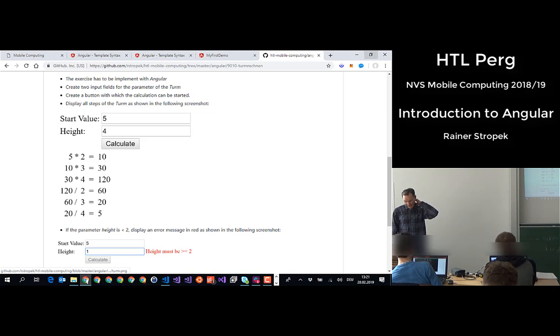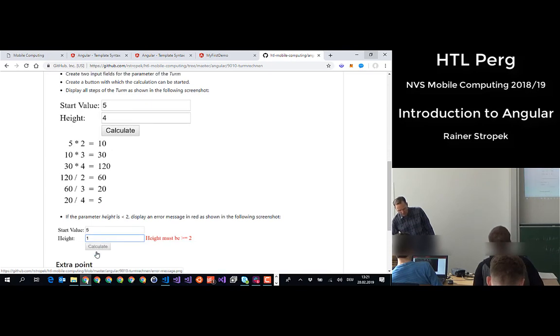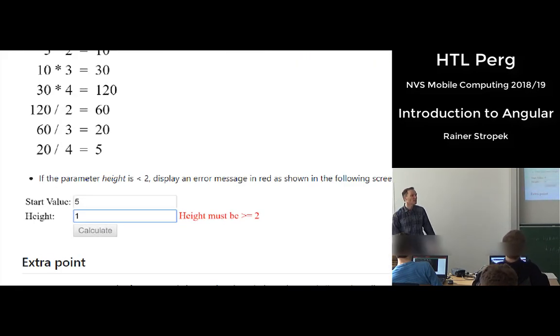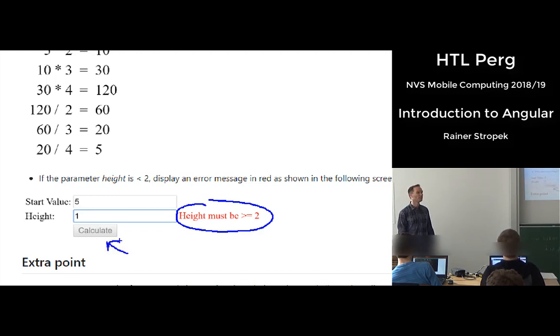Your job is to create a Tool Rechnen app that allows me to enter a start value and a height, and when I click calculate, I would like to see this output. Okay? If I enter a value in the height field which is lower than 2, see it here, then I would like to see an error message here, and the calculate button must be disabled. Okay? This is my suggestion for the first exercise.